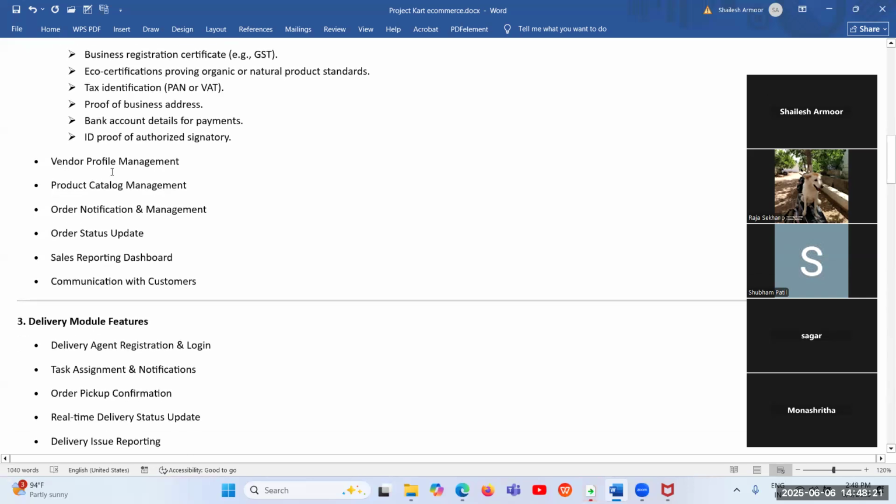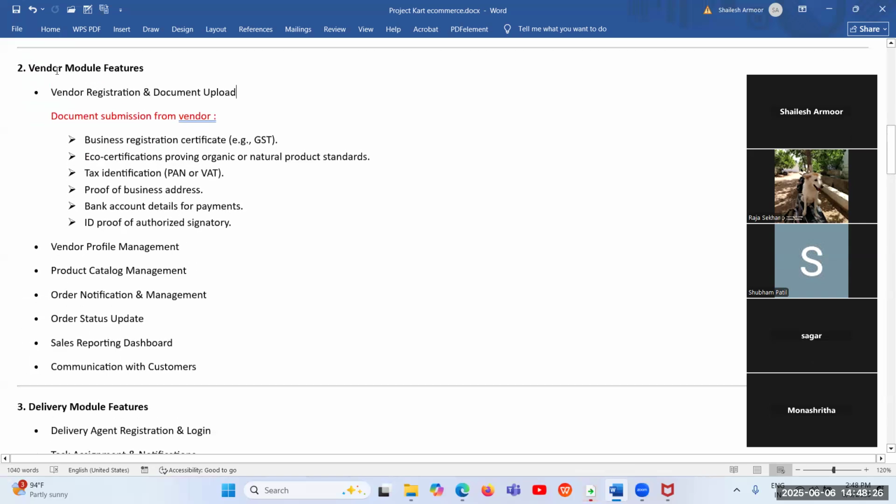And vendor profile management, order status management, order status update. So this is like an application of the vendor only, a vendor application kind of. So what exactly should the vendor have? He is responsible for updating his products, like natural products, whatever organic or natural products we are having. So he will be updating, for example, natural products like toothpaste or soap, sugar, or anything natural-related.